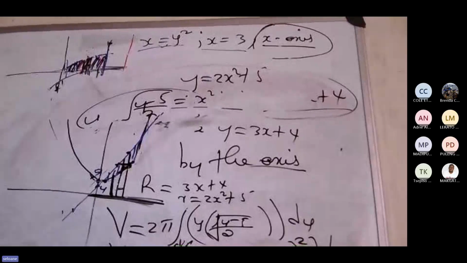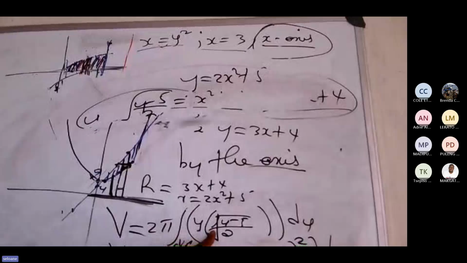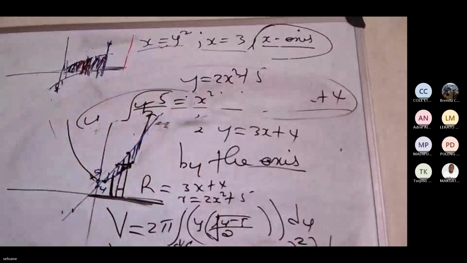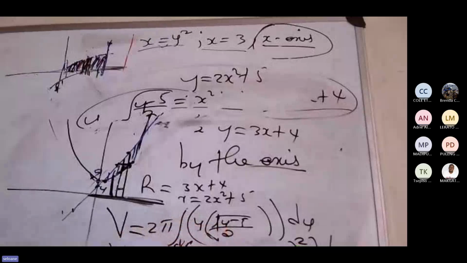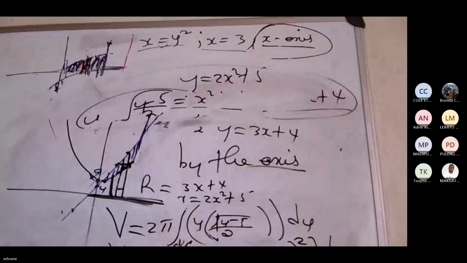Obviously, I will go for what? For the washer. Because otherwise, this one will be by parts. This one will be by parts. And this one, you just have to remove the squares.